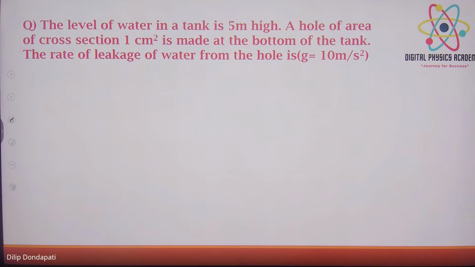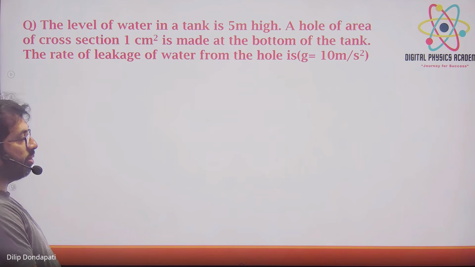चलो करो. The level of water of a tank is 5 meters high. A hole of area of cross section is made at the bottom of the tank. Bottom में hole बनाया. The rate of leakage of water from the hole, मतलब Q value is asking. Rate of flow is asking.